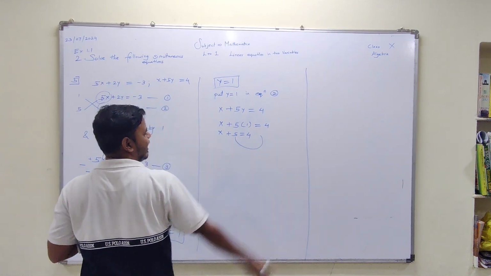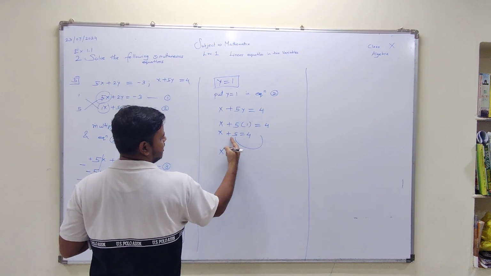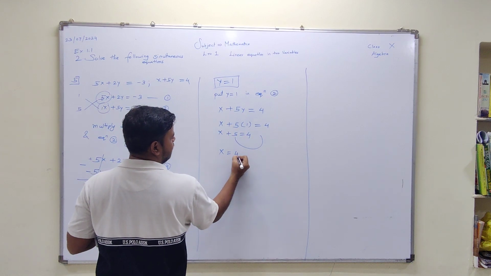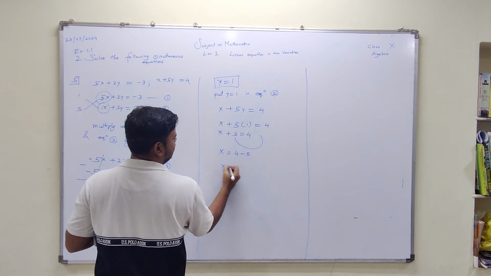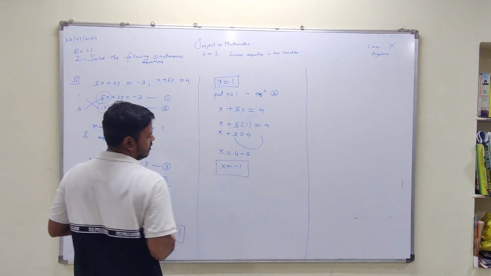Transfer this 5 to the other side. Plus 5 will become minus 5. So this will be 4 minus 5, x equal to minus 1. So this is your second solution.